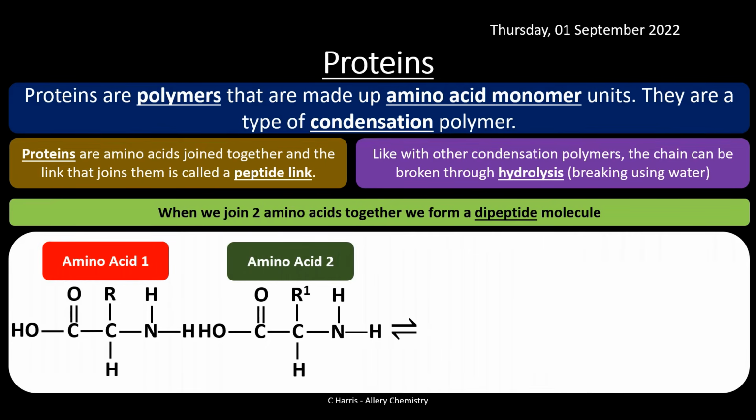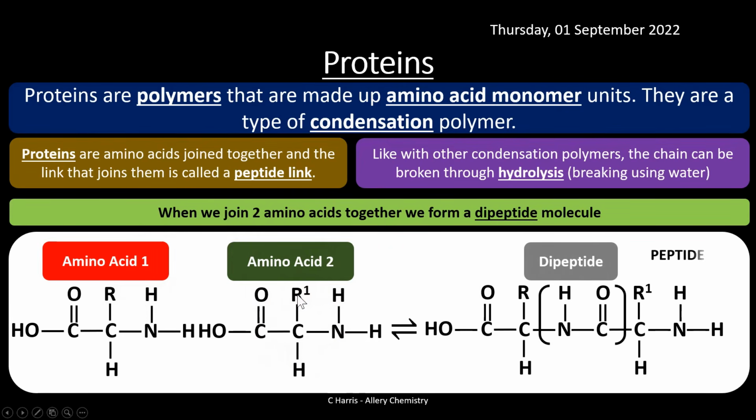So here we've got 2 amino acids. We've got amino acid 1 and amino acid 2, and these are the standard amino acids here. We've got an R group and we've got R1 here. So these can join together, like I say, to form your dipeptide.